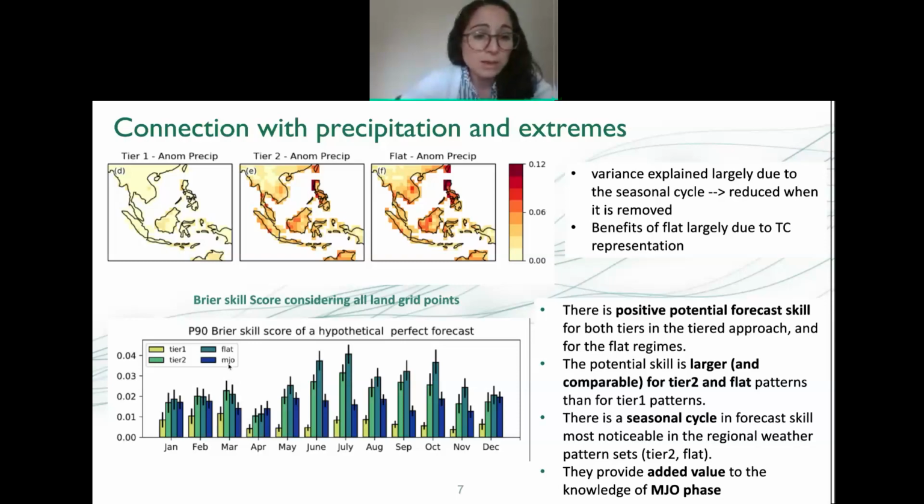And what we can see is that both the flat and the tier 2 sets, that are the darker green colors, tend to outperform only knowing the phase of the Madden-Julian oscillation, and obviously they all have positive potential skill for capturing the exceedance of the 90th percentile. They seem to also have a seasonal cycle, as you can see from this plot as well.